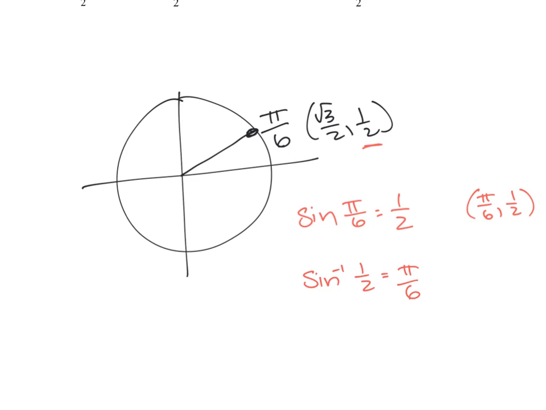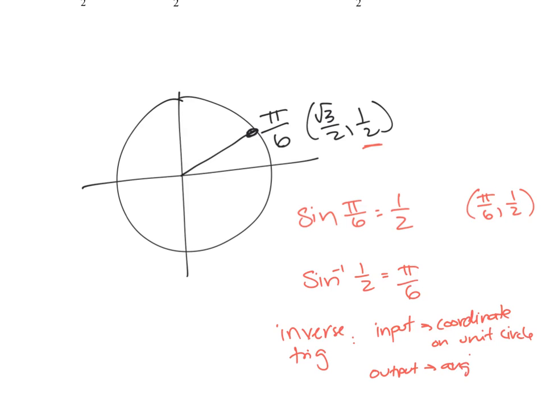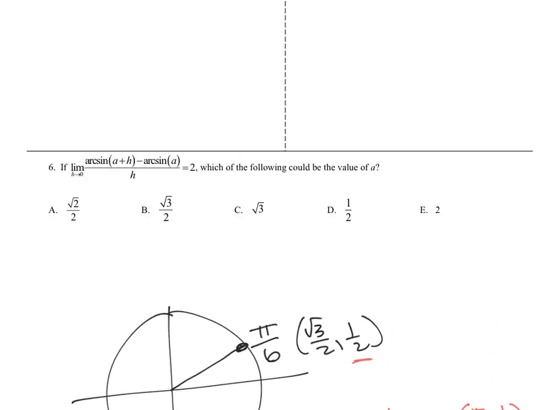So something to think about with inverse trig functions, okay? The input is the coordinate on the unit circle, and the output is the angle measure. So something that you have to consider when you go to work through some of these problems, okay? Always something to consider, right?